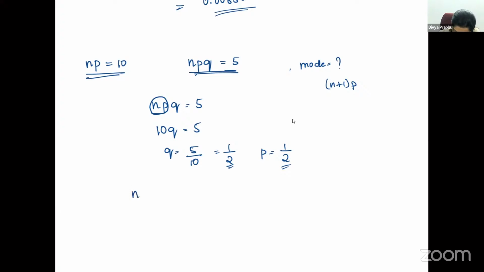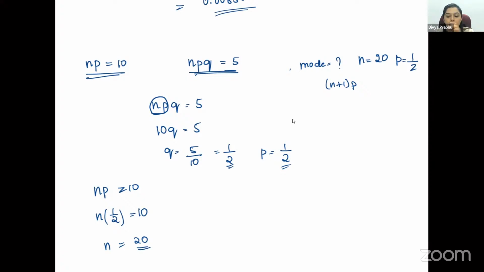Now, NPQ is equal to 5. So we got P here. We just need to calculate N now. N into P is equal to 10. That is N into 1 by 2, substituting the value of P, is equal to 10. N is equal to 10 into 2, which is 20. Now we got N is equal to 20. P is equal to 1 by 2.